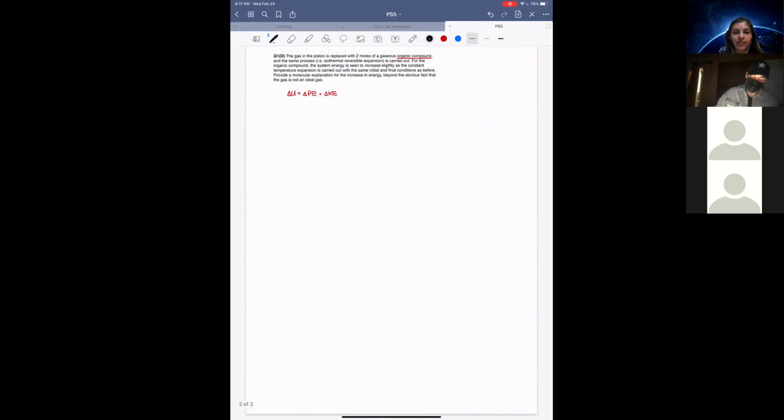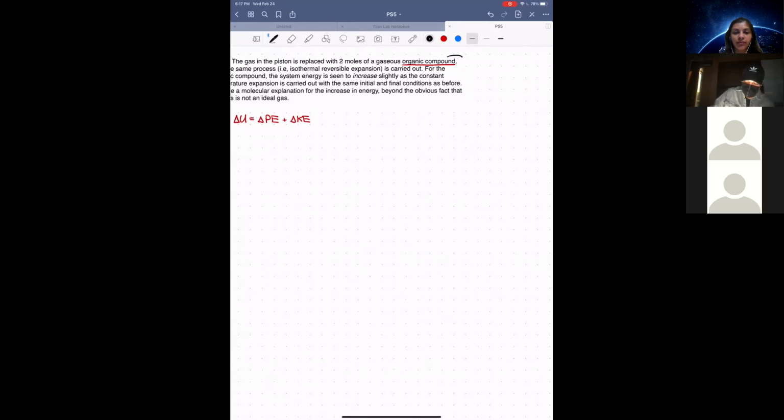And then the last part says that instead of an ideal gas, you now have an organic compound. So what you want to keep in mind is that organic compounds are now real molecules. They're not ideal anymore.